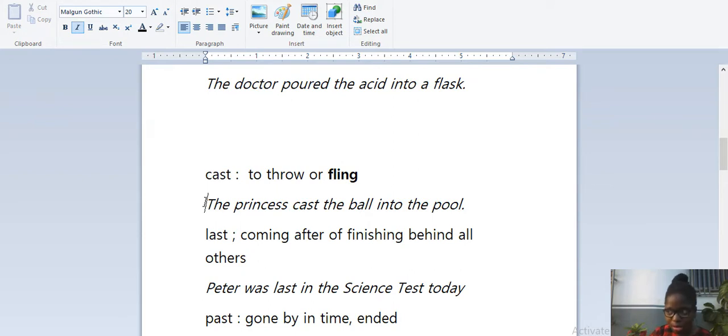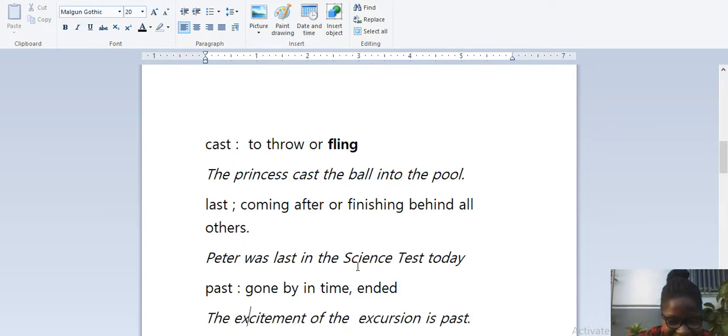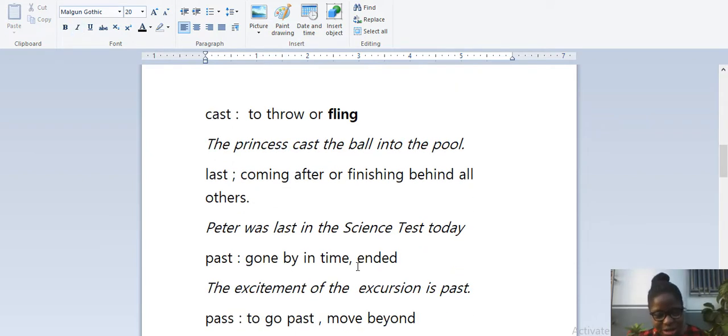All right, so by now most of you will probably be getting the meaning of the word fling. Fling is a synonym for throw. To throw something, to fling something. So to cast something is to throw or to fling it. All right, let's move on to the next word. We have last. Now last means coming after, or finishing behind all others. Okay, so last is coming after or finishing behind all the others.